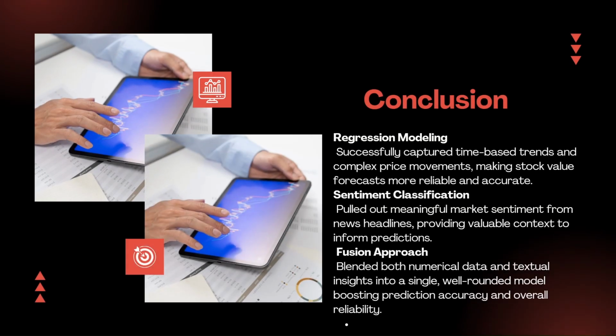So let's conclude our project. Regression modeling is used to successfully capture time-based trends and complex price movement for predicting stock value. Next is sentiment classification, which pulls out meaningful market sentiment from news, providing valuable context to inform prediction. The last approach is fusion, which blends both numerical data and textual insight, that is regression and classification, into a single well-grounded model.